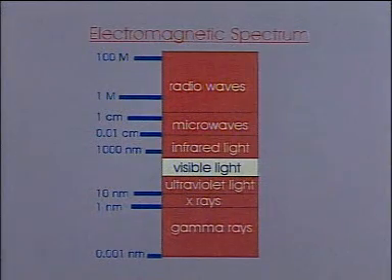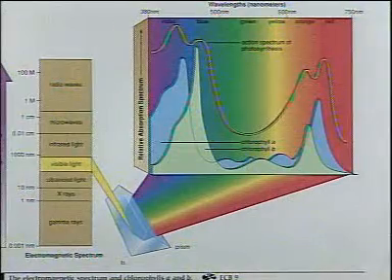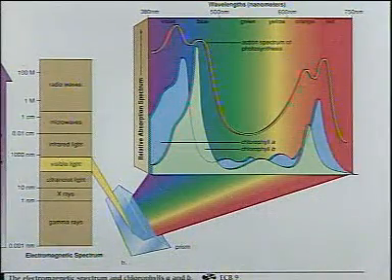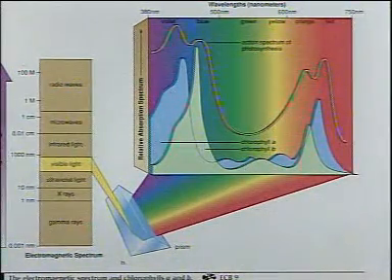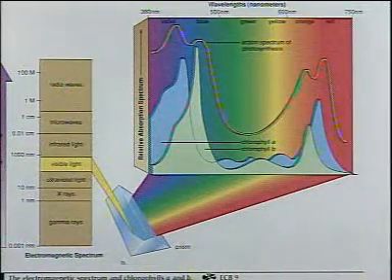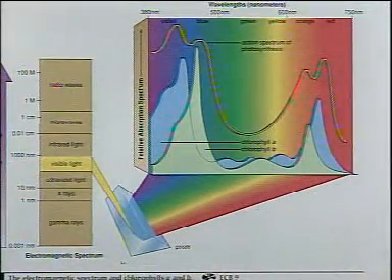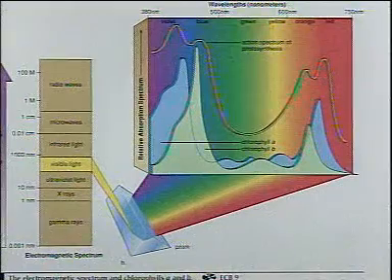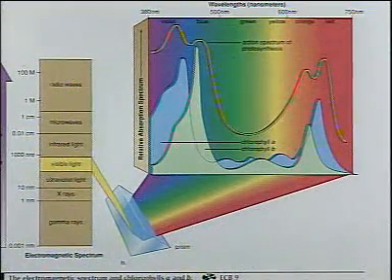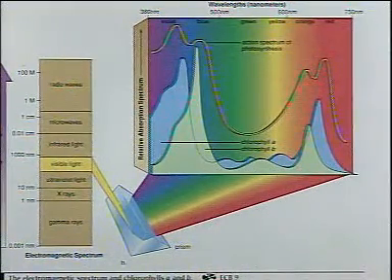The shorter the wavelength, the greater the energy. In this diagram, you can see the different types of radiant energies. White or visible light is only a small portion of the electromagnetic spectrum, which has various wavelengths of light.